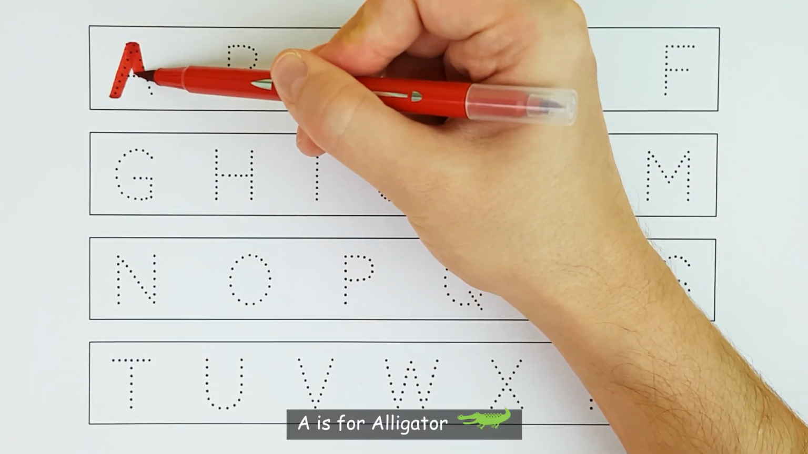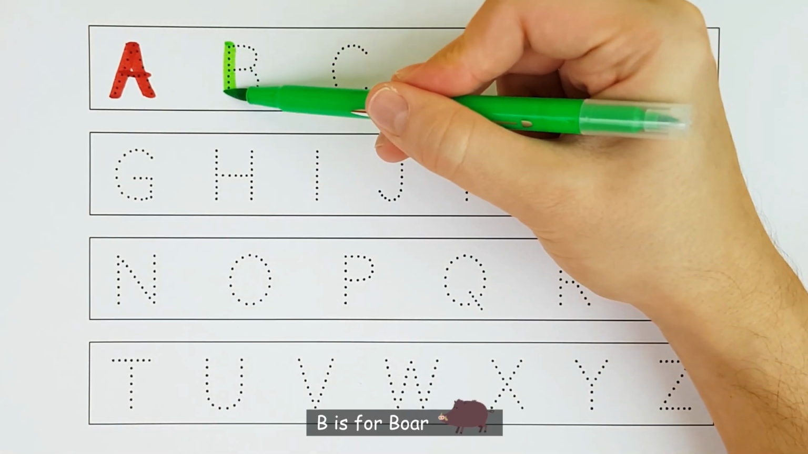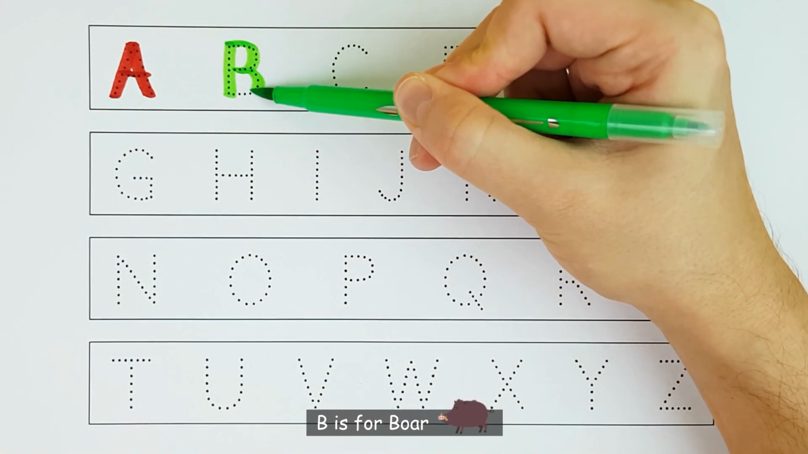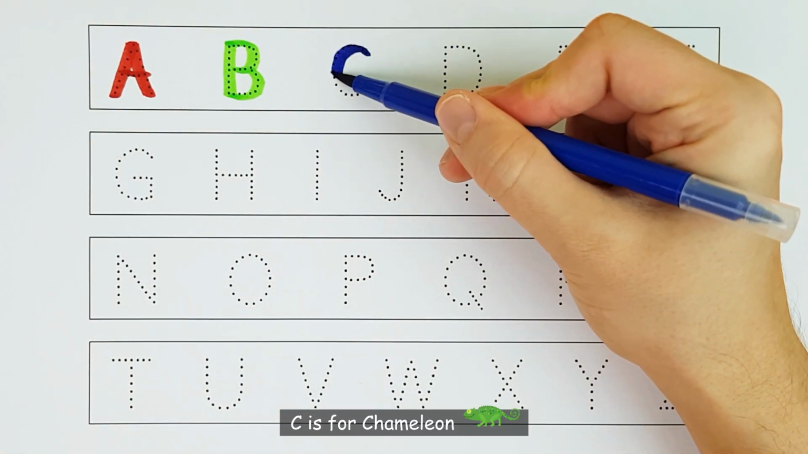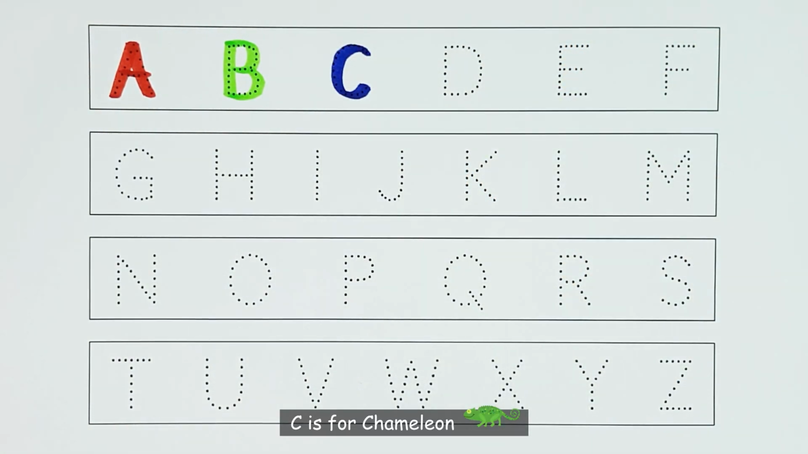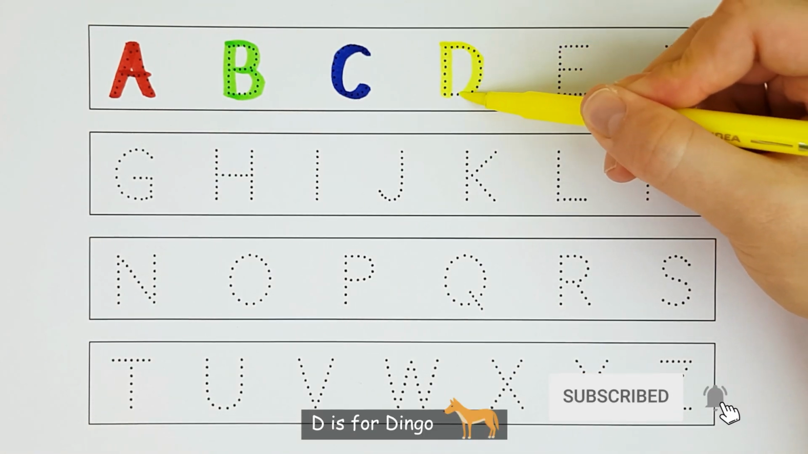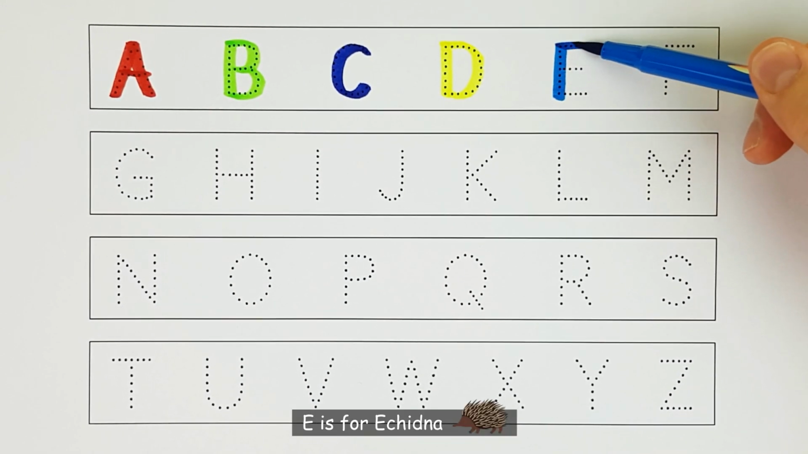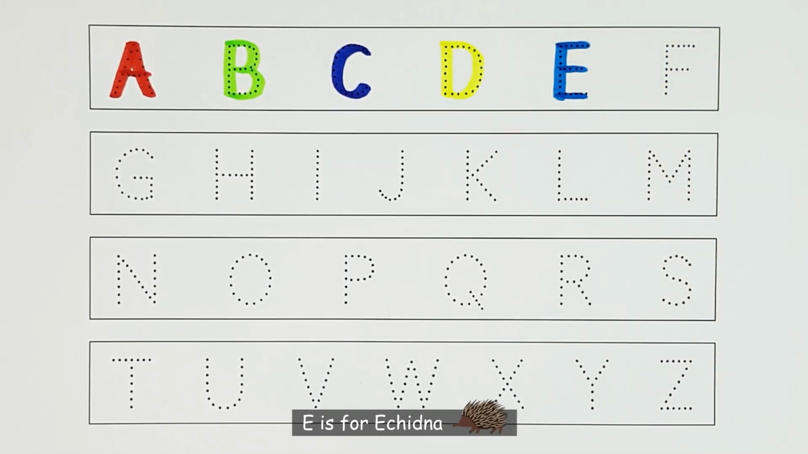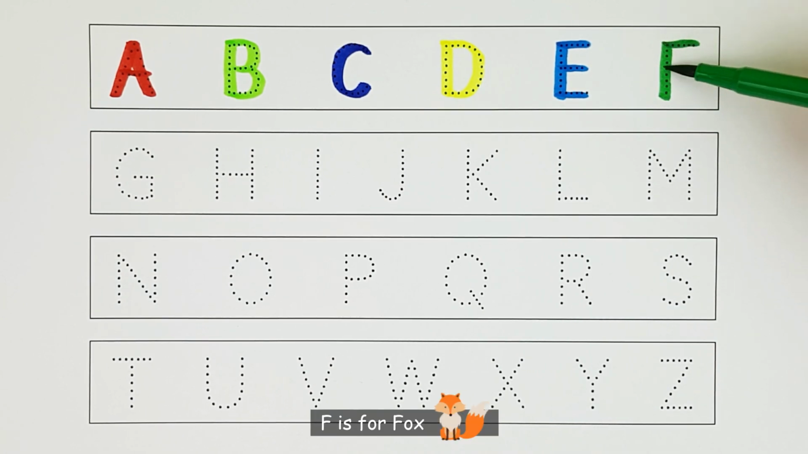A is for alligator. B is for ball. C is for chameleon. D is for dingo. E is for echidna. F is for fox.